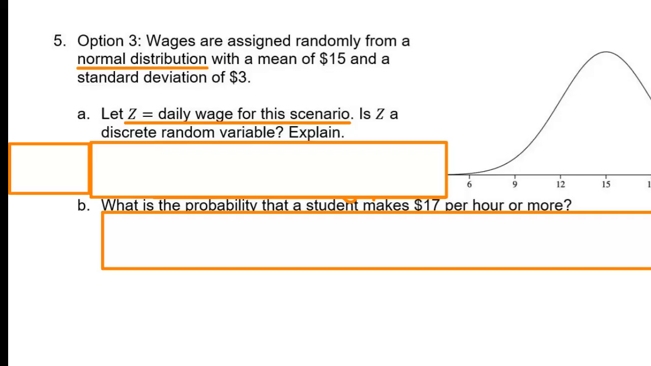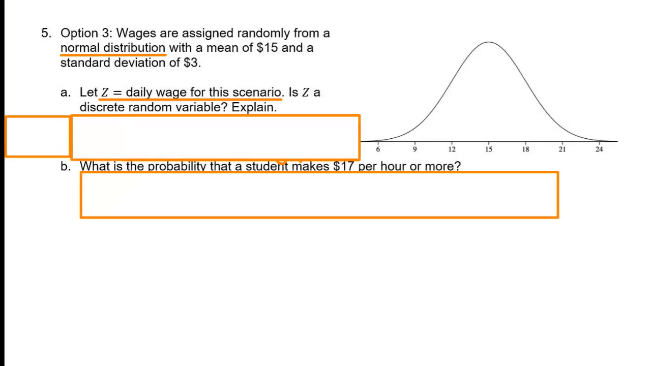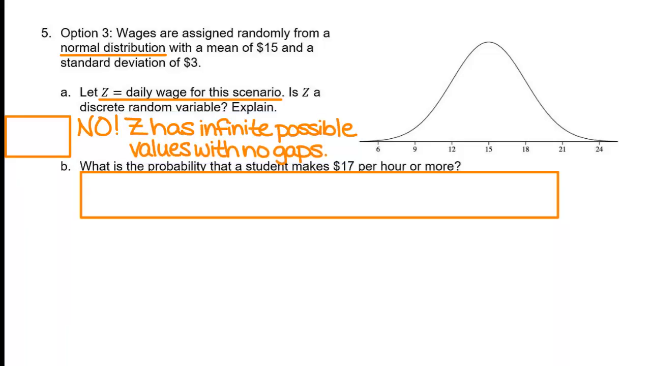There's an infinite number of possibilities. Between 6 and 9, we could do 6.1, 6.125, 6.27398. We could have 7.514, all the decimals in between these numbers, not just the whole numbers. So we don't have gaps in between. While there are gaps on the x-axis, there aren't gaps in between the numbers. And we don't have a countable amount. So Z has infinite possible values with no gaps. This would be another example of a continuous random variable.